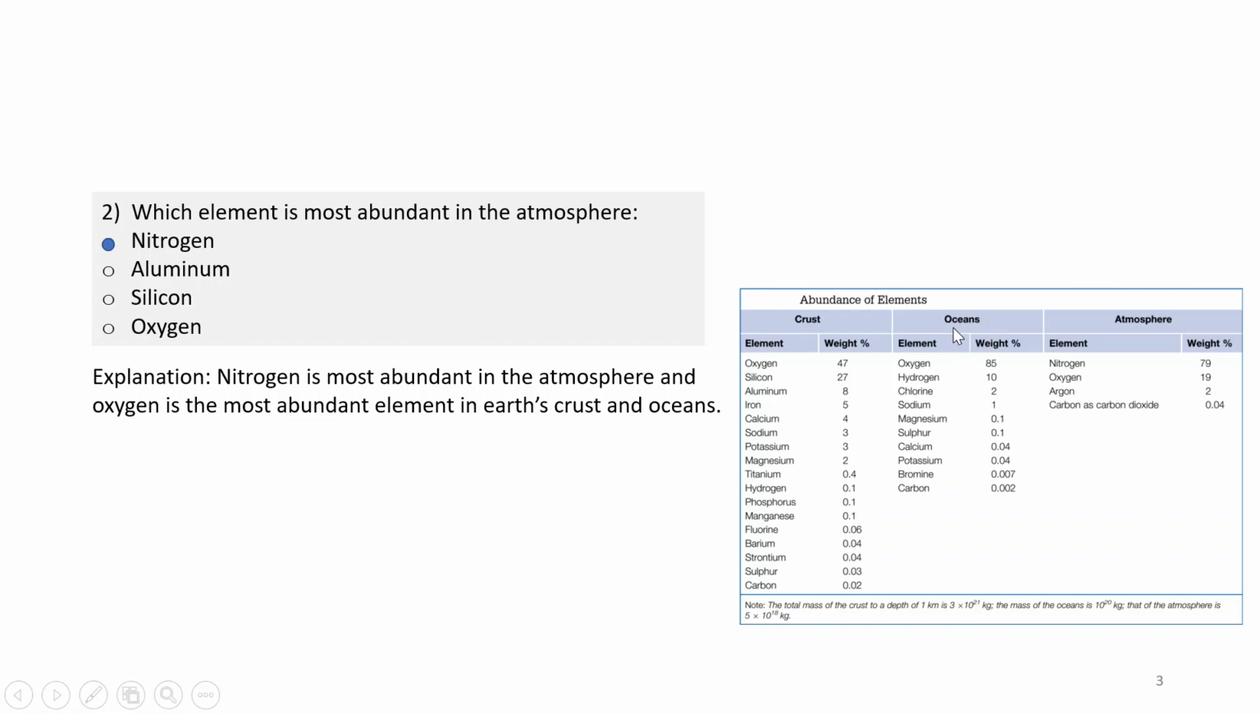Next up you have in oceans. So in this also 85% is oxygen. So in making up of H2O, you have oxygen and hydrogen. So hydrogen is second one. Weight wise, hydrogen will be lesser. So next up you have in atmosphere, you have nitrogen 79 weight percent, oxygen 19 weight percent, and argon as 2%. Then you have carbon as carbon dioxide, which is 0.04%.